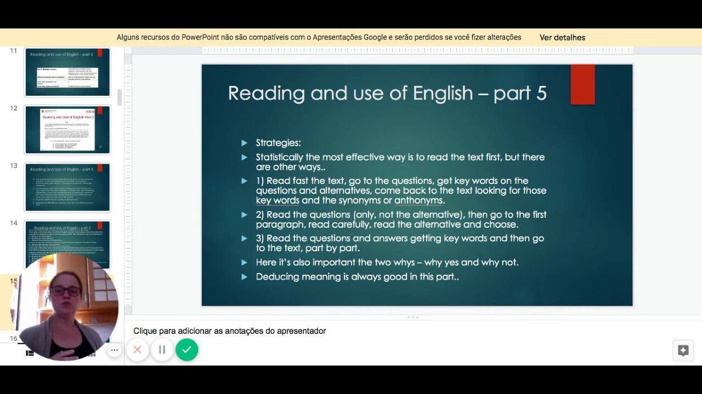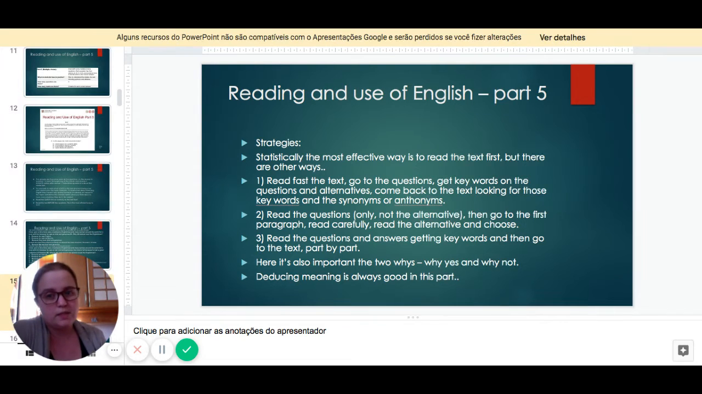So there are three possible ways, okay? And two always have the same outcome. First, read the text fast, okay? Go to the question, not the alternatives. Get the keyword, you go to the question and alternatives, get the keyword, and come back to the text looking for those keywords and the synonyms and antonyms of these keywords. I think the first time we worked with part 5, we worked like that.